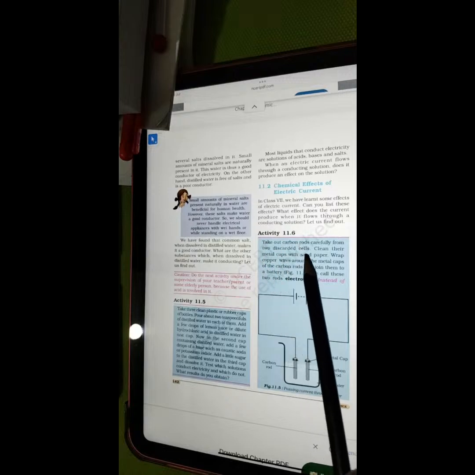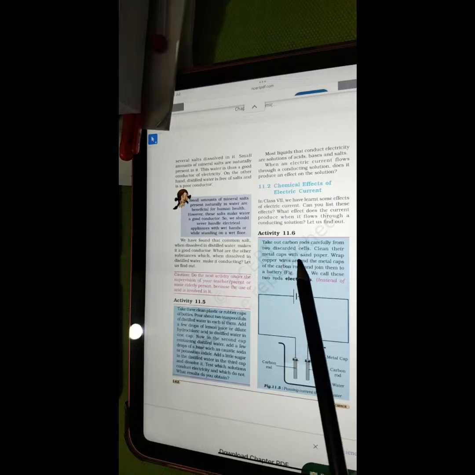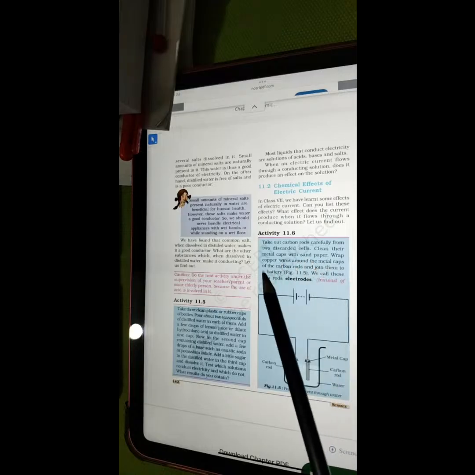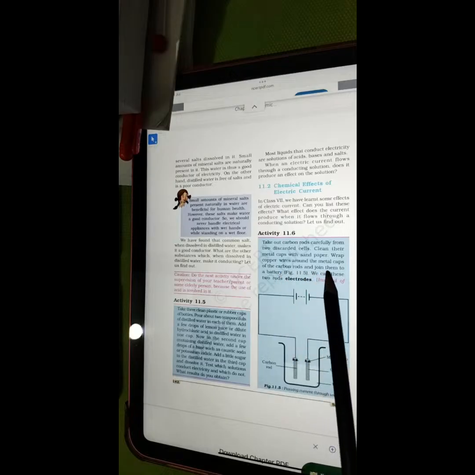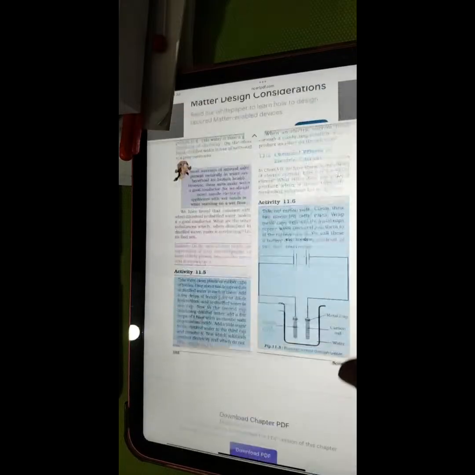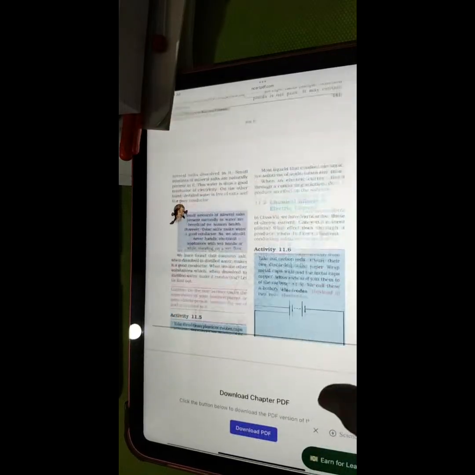Take out carbon rods carefully from two discarded cells. Clean their metal caps with sandpaper. Wrap copper wires around the metal caps of the carbon rods and join them to a battery. We call these two rods the electrodes.